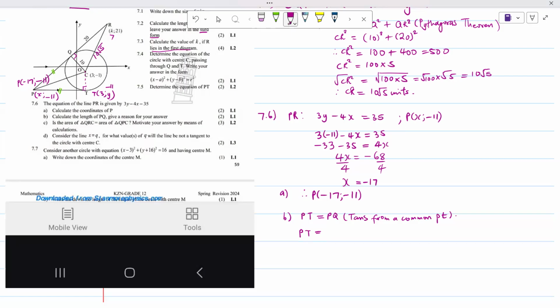Let me just do this here. And then I'm going to say, therefore, the length of PT will be what? 20 units. Since PT and PQ are equal in length, therefore, I'm going to say the length of PQ will also be how much? 20 units.